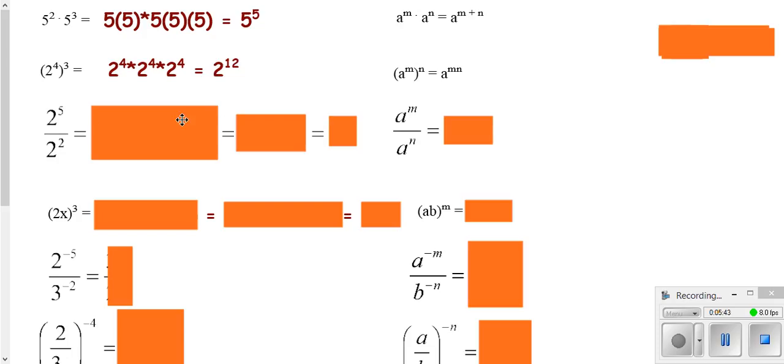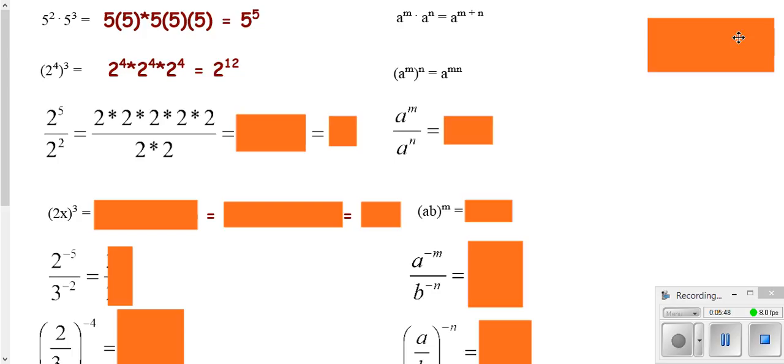So 2 to the fifth is 2 multiplied 5 times. 2 squared is 2 multiplied twice. Now 2 over 2 is a special form of 1. So these 2's can cross out, leaving us only with these 3 2's here, which is really a 2 cubed.